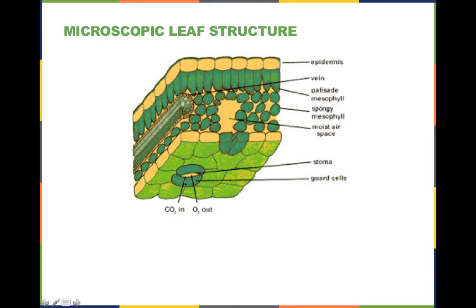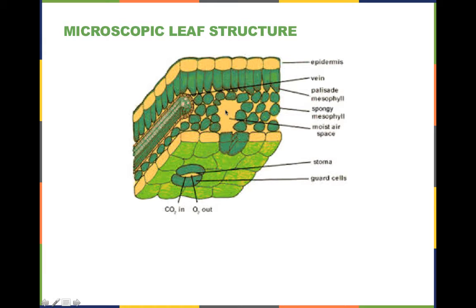And down here we have little openings that are called stoma. And these stoma are surrounded by guard cells. There's 2 guard cells here. And the guard cells are responsible for controlling the size of this opening. And the opening allows for CO2 to enter the leaf and for oxygen to leave. It also allows water to leave, depending on the water situation in the plant.